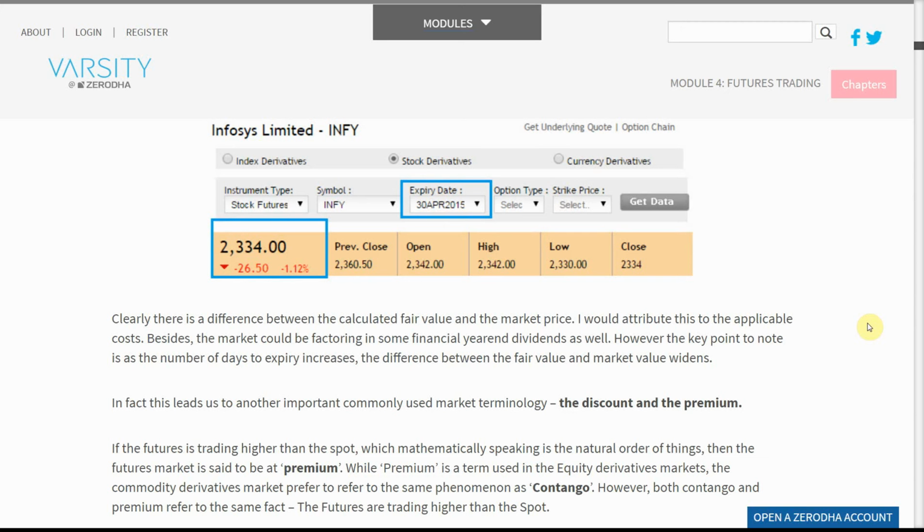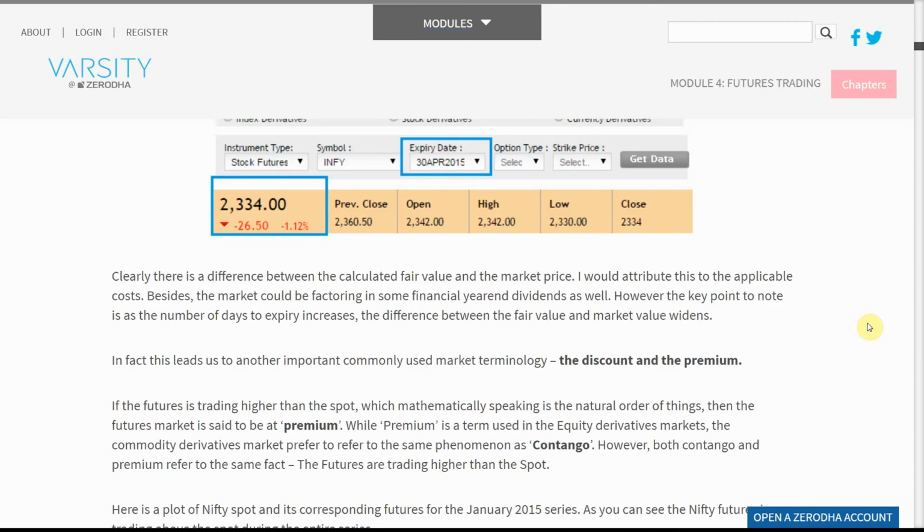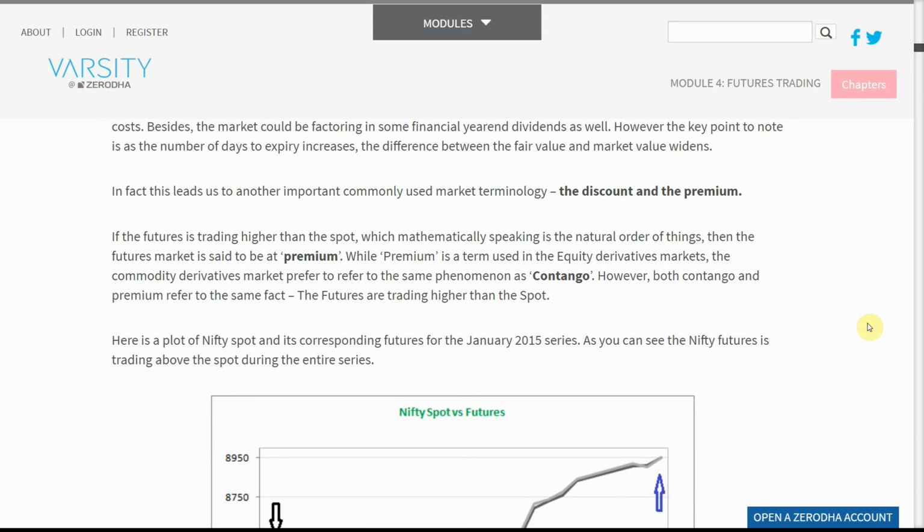In fact, this leads us to another important commonly used market terminology, the discount and the premium. If the futures is trading higher than the spot, which mathematically speaking is the natural order of things, then the futures market is said to be at premium.